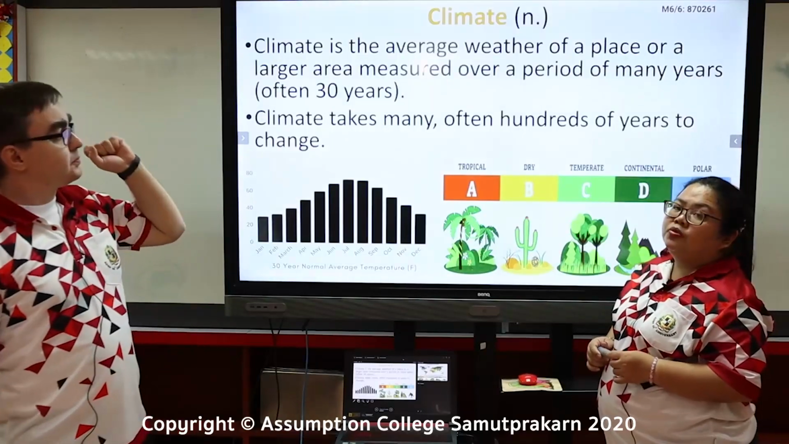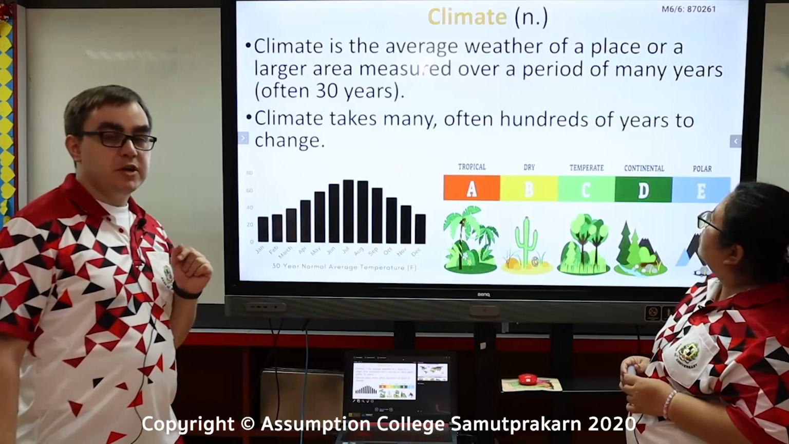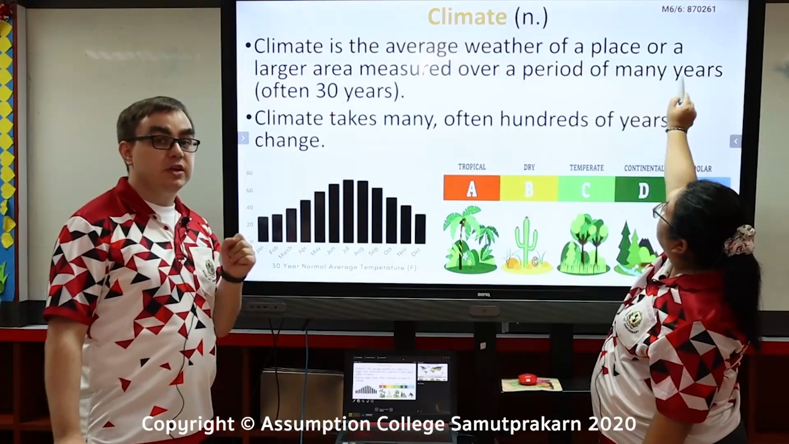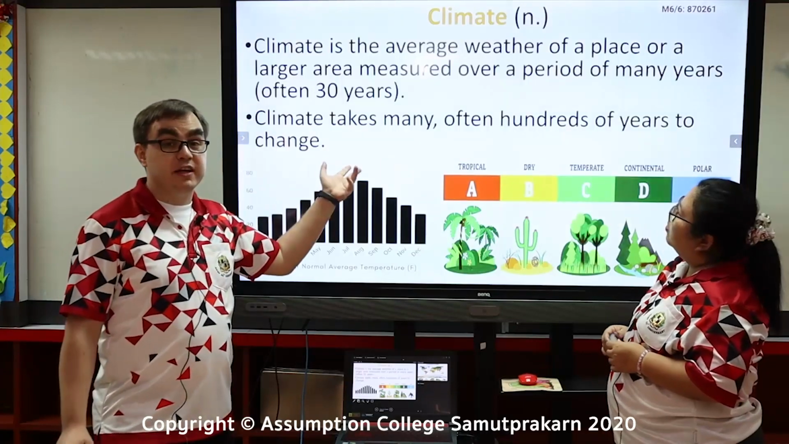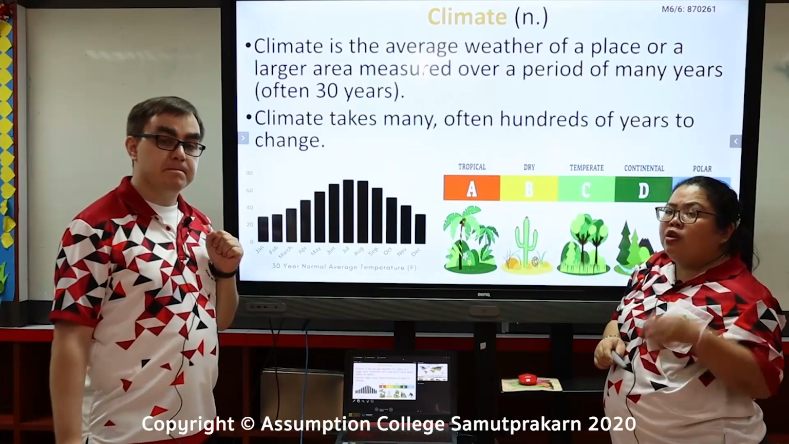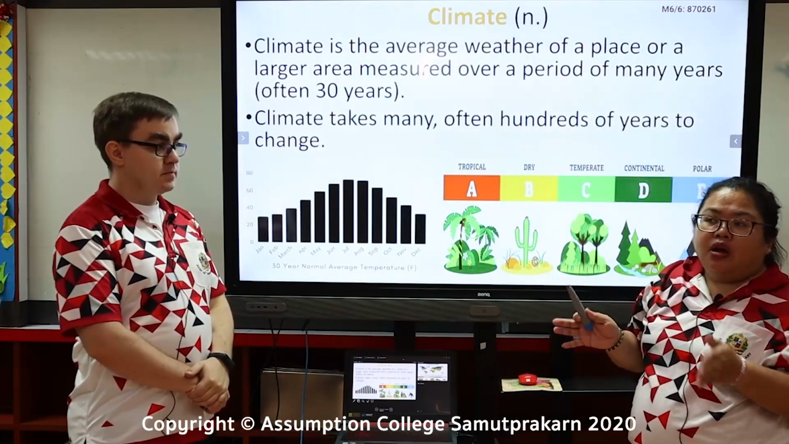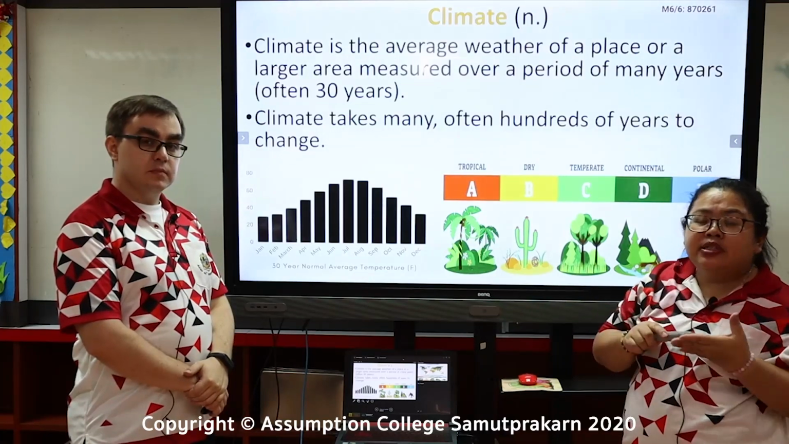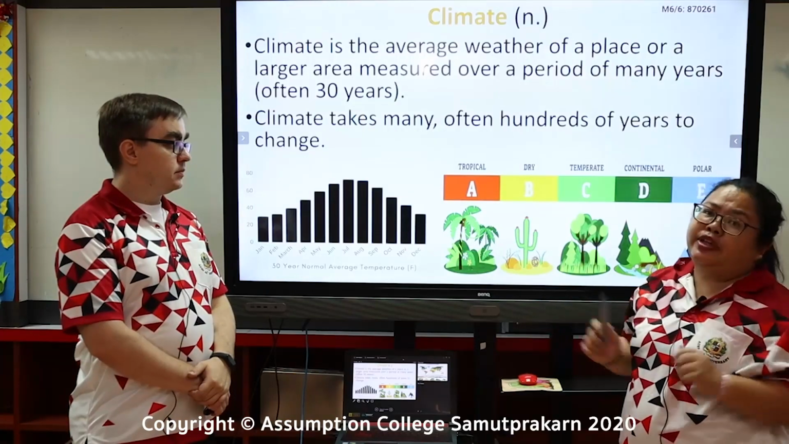Now, climate is the average weather of an area measured over a period of many years, usually 30. It can last for many hundreds or even thousands of years. Climate is long term, for example the seasons. In Thailand there are 3 seasons, and that is climate because it's a long period.